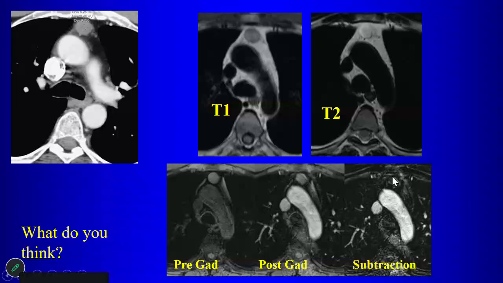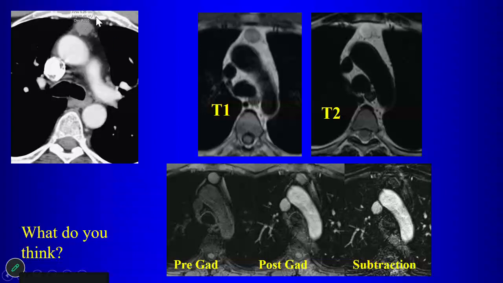It's normal to have this little bit at the edge. That's an artifact from the subtraction itself. Okay. So this mass is not enhancing. What can we say about it? What can we say about it based on the T1 and T2 weighted images?